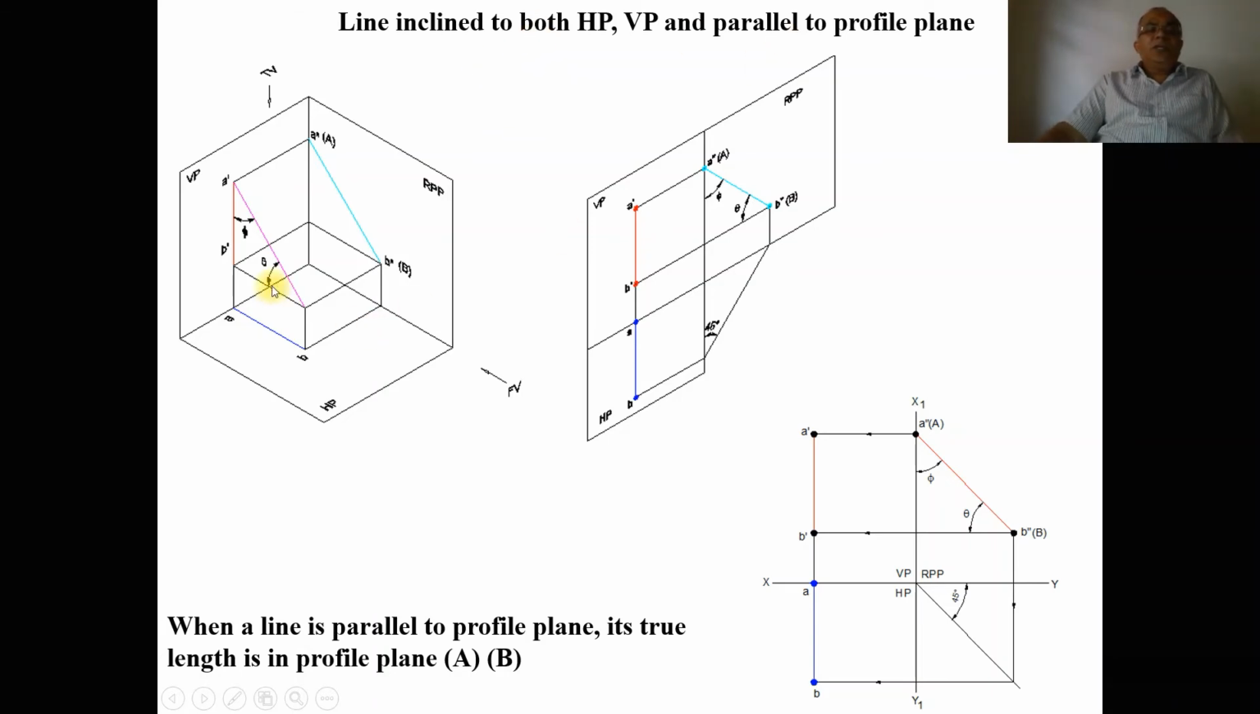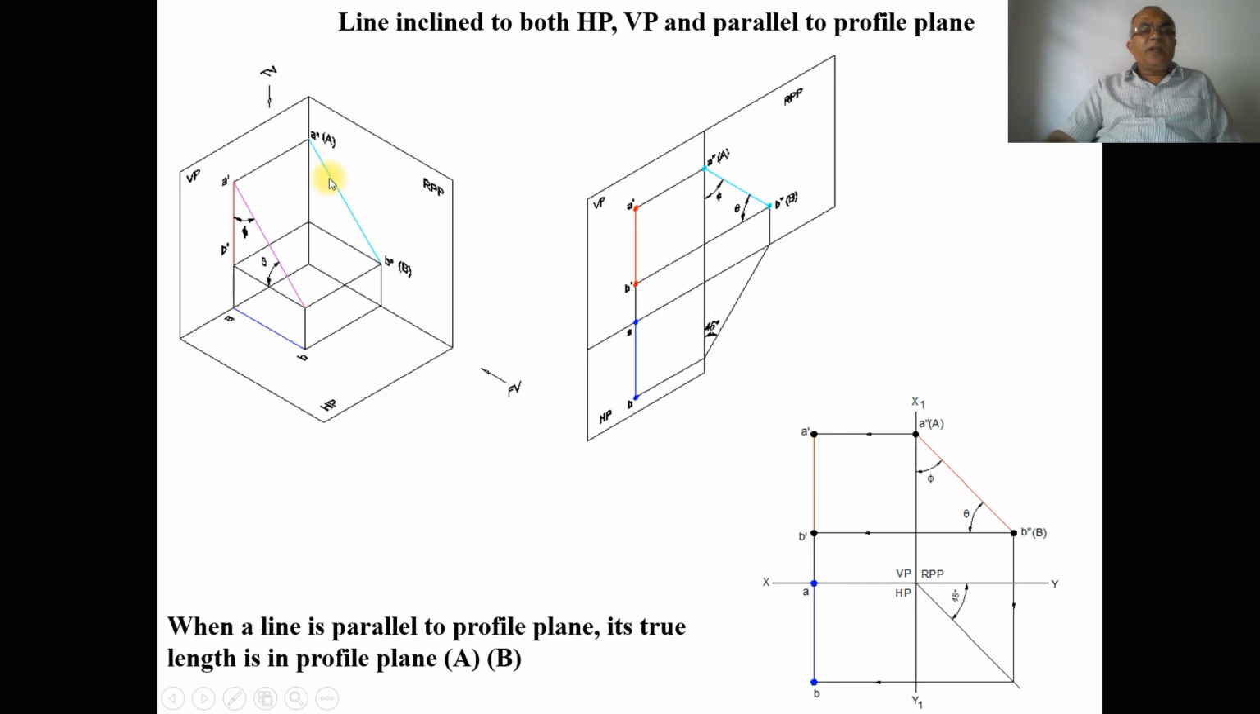The line is inclined to both HP and VP and parallel to the profile plane. So we can see here, in the 3-dimensional analysis, the line is inclined to VP, which is phi, and the line is inclined to HP, which is theta. But when you look from the front view, we can see that the two endpoints of the line, capital A and capital B, are equidistant from the profile plane. So the line is parallel to the profile plane.